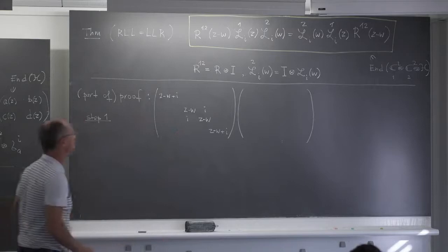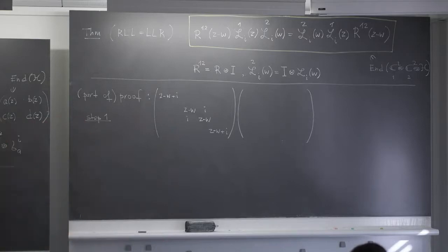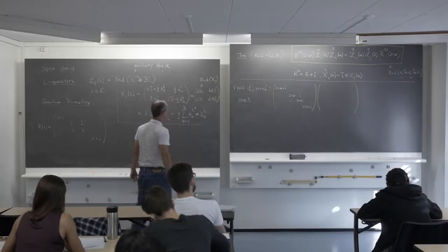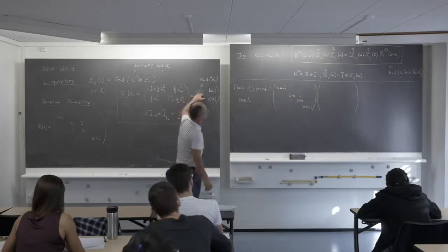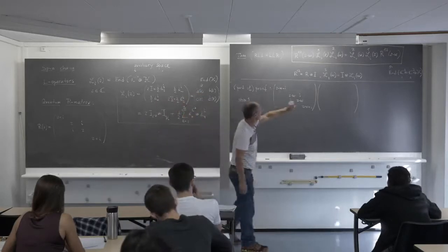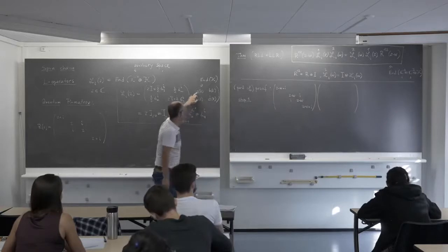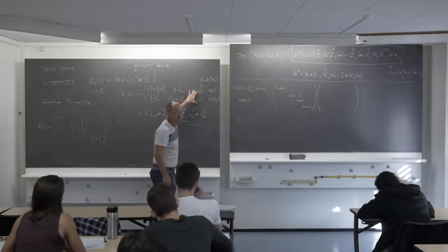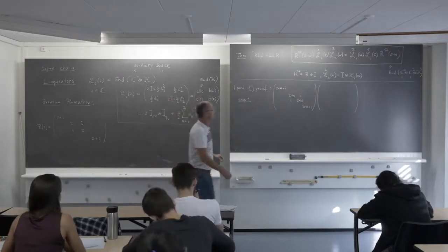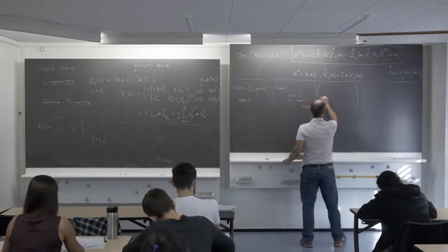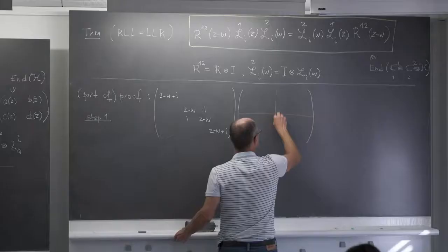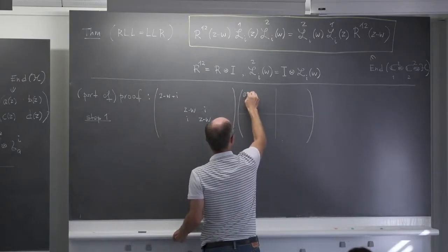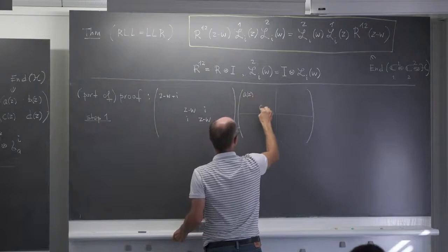Now, what is this next guy? Let me try to write it down. So you see, we have now 2 auxiliary spaces. And this one will be acting in the first auxiliary space. In the second auxiliary space, it acts by 1. So let me write it down, and then you tell me whether you agree.